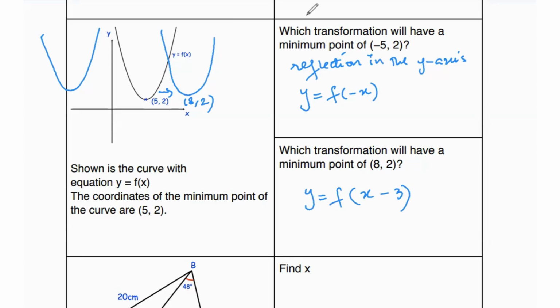Always remember, when it's the horizontal translation, you're going to do the opposite thing. If the coordinate has increased, that means you subtract that number from the x value. And if the coordinate has decreased, you add that number to the x value. Whereas in a vertical translation, if your coordinate is increasing, you're moving up. If your coordinate is decreasing, you're moving down.